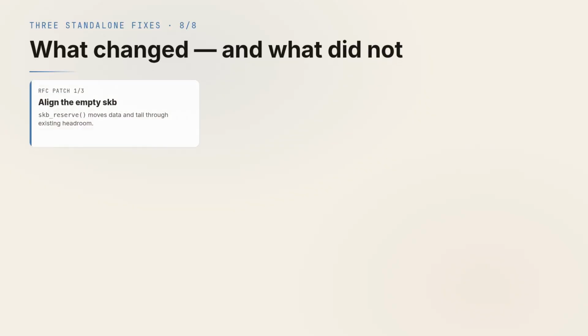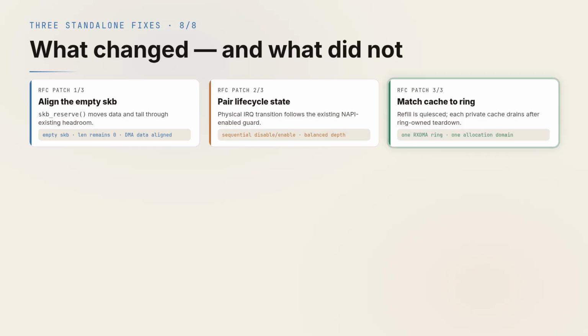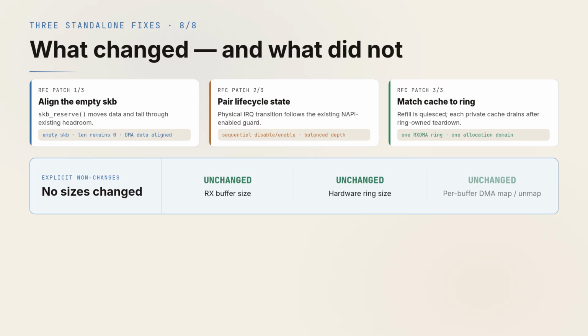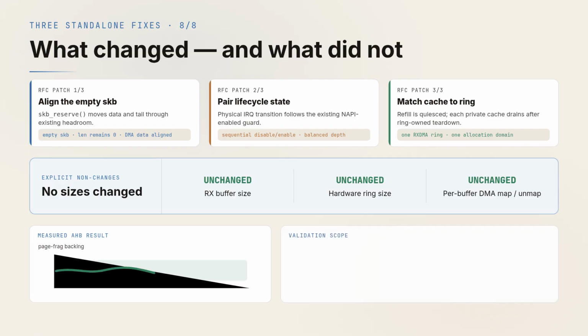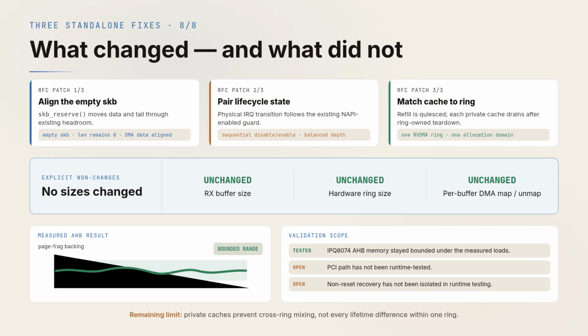Together, the patches fix alignment, make sequential lifecycle transitions repeatable, and isolate receive buffer lifetimes. Buffer sizes, ring sizes, and per-buffer DMA mapping do not change. Tested on HB, memory stayed bounded. Same ring lifetime variation can remain. PCI and isolated non-reset recovery still need runtime coverage.